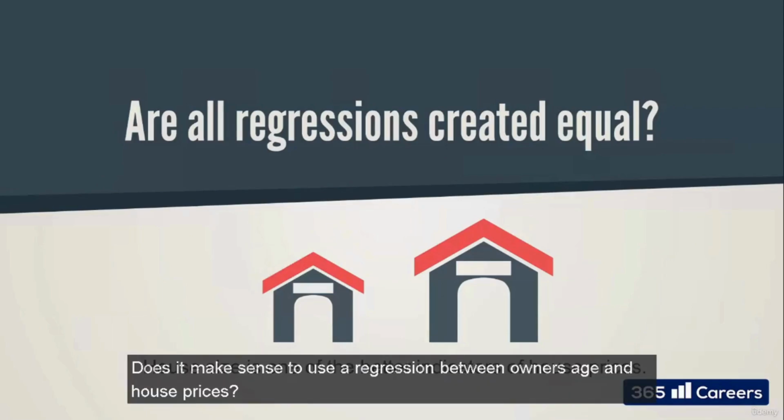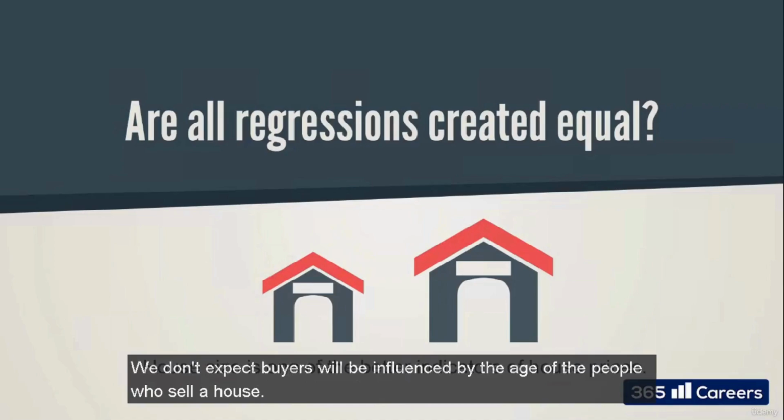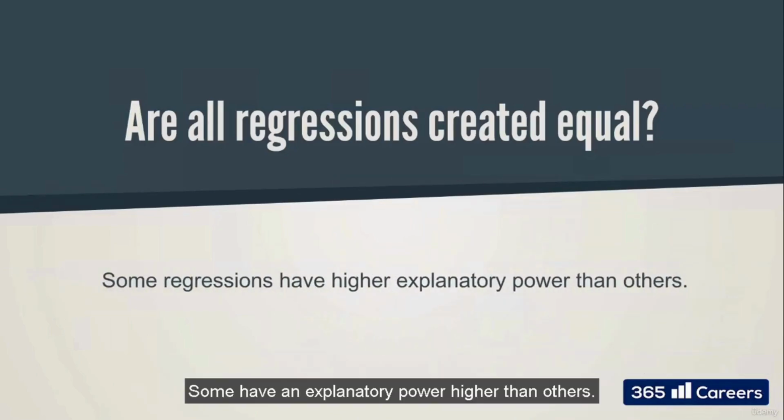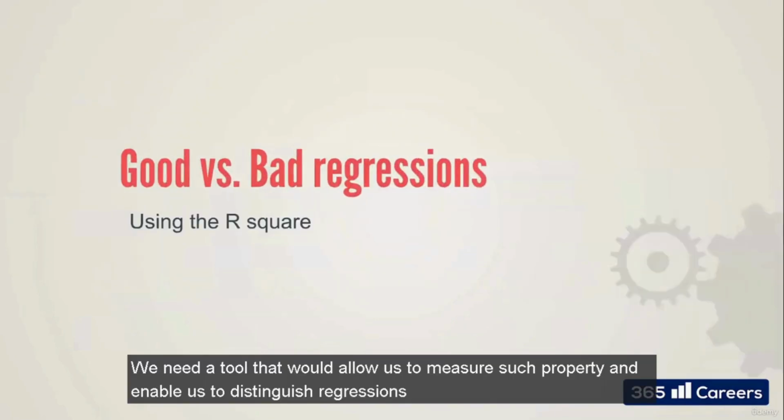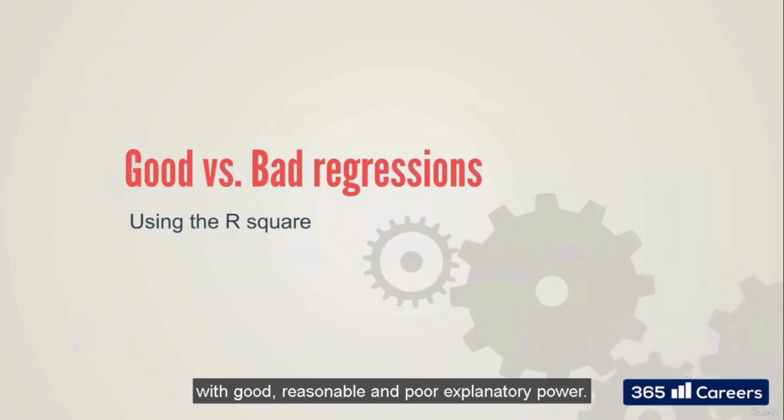Does it make sense to use a regression between owner's age and house prices? Probably not, right? We don't expect buyers will be influenced by the age of the people who sell a house. Therefore, by definition, we can say all regression equations are not made equal. Some have an explanatory power higher than others. We need a tool that would allow us to measure such property and enable us to distinguish regressions with good, reasonable, and poor explanatory power.